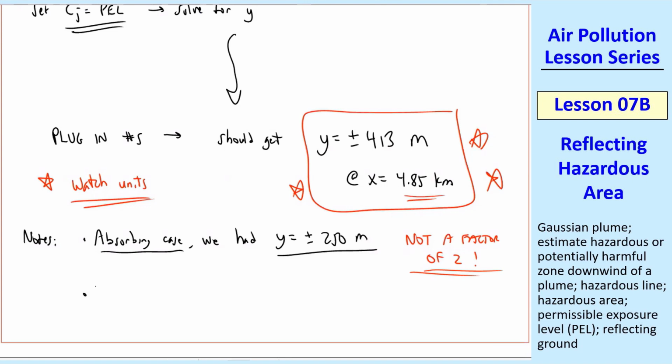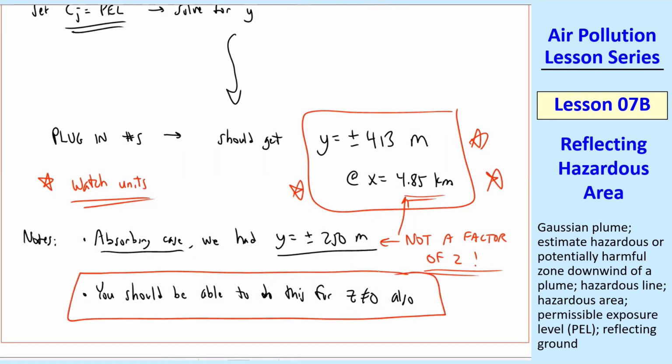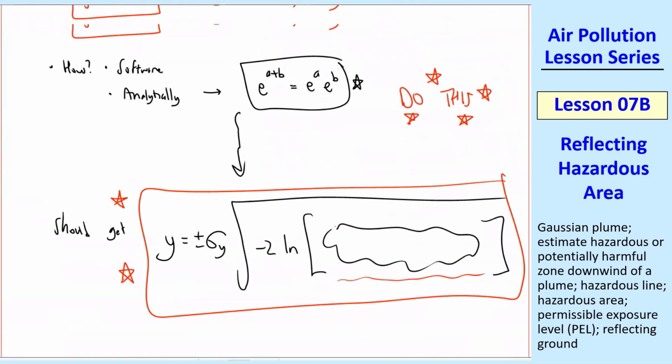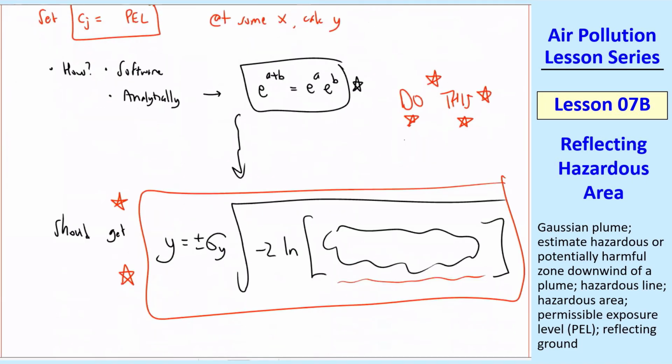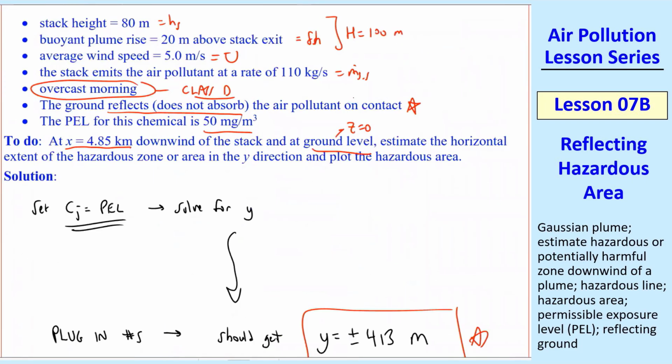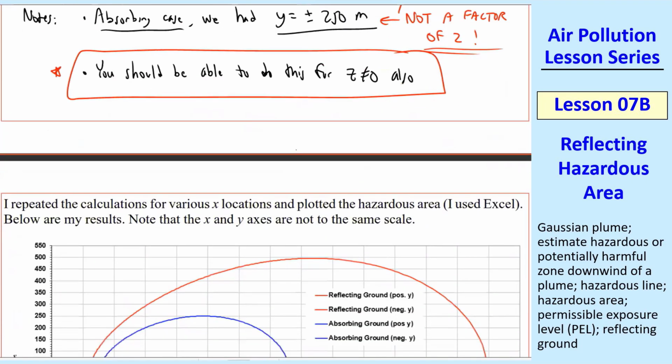My other comment is that you should be able to do this for any z above the ground, not necessarily just at z equals 0. That's an easier case, but when you go through this algebra, just leave your z in there. Let z be given and do the algebra with z. You can always set z equals 0 in your software if I ask for the value of y on the ground.